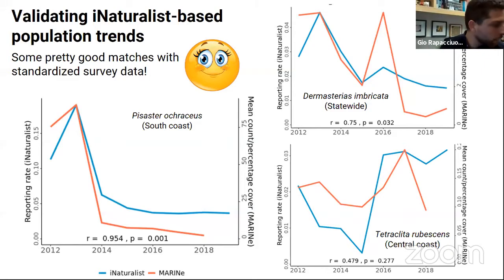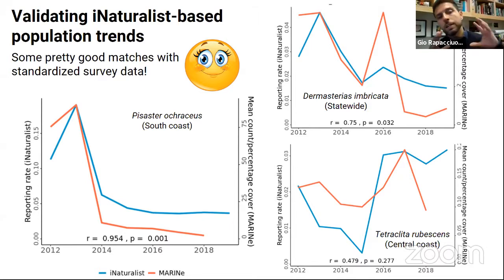So a lot of you are thinking, okay, well, just how reliable are these trends? And we've started doing some validation of these trends using the amazing data from the Multi-Agency Rocky Intertidal Network, or MARINe, and we'll talk about those data a little bit more. But those enable us to compare the trends we've been deriving from iNaturalist with more standardized long-term monitoring data, and a program that's absolutely fantastic. So thanks so much to the MARINe folks.